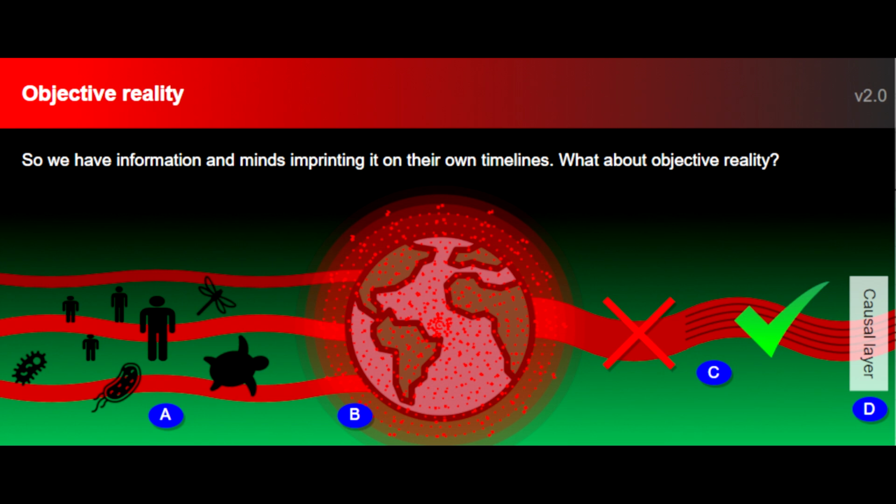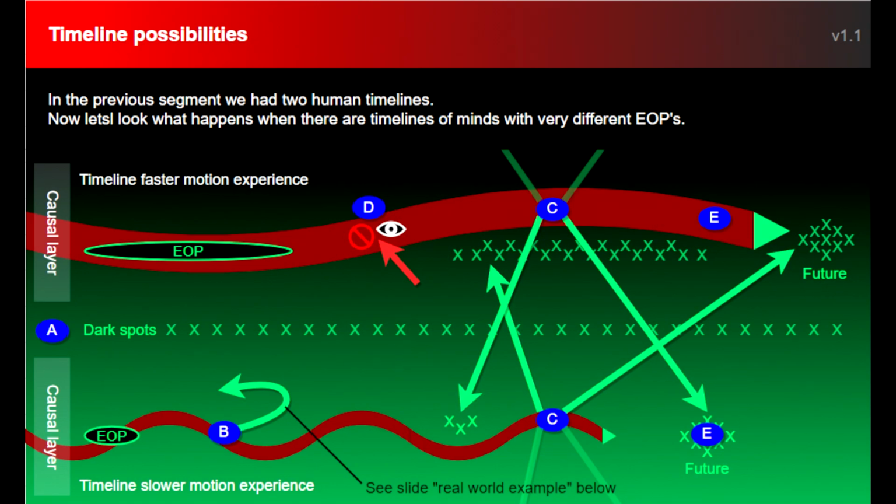Objective reality is actually the sum total of individual timelines. Life on Earth evolved in a life and death struggle between such timelines and now operates in an almost separate causal layer. Timeline possibilities. In the previous segment we had two human timelines. Now let's look at what happens when there are timelines of minds with very different EOPs.